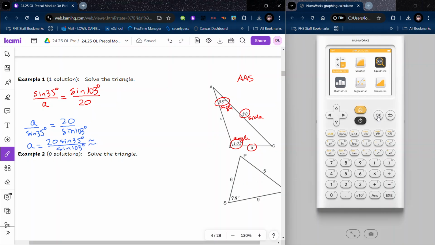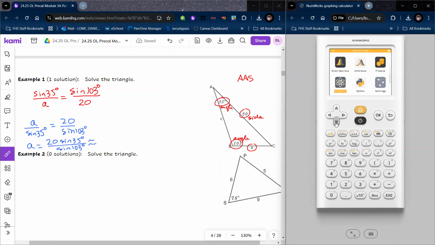All right, so on our calculator, what's that going to look like? Well, first, like we said, we need to make sure that we are not in radian mode. I can come to the home, go to my settings, and change my angle measure to degrees.